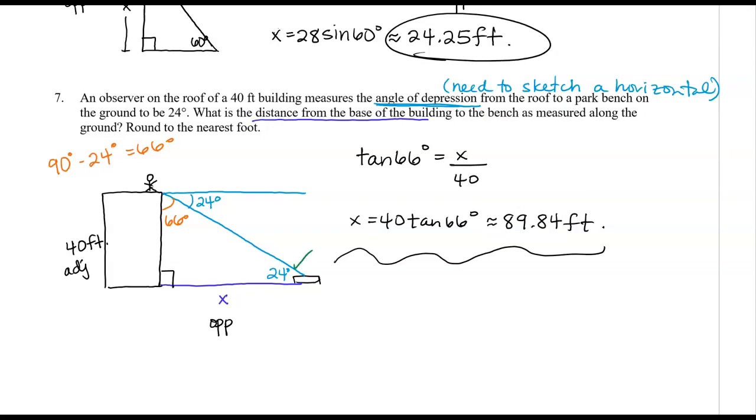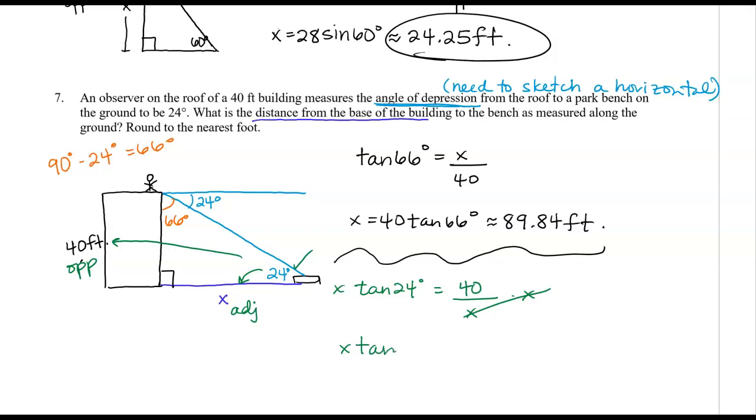I'd like to point out that even if you worked with the 24 degrees, as long as you had it placed correctly at that bottom side, then you would have been looking for the adjacent side relative to the 24 degrees, and you would have had the opposite side. So we still would have used tangent. It's just that we would have had tangent of 24 degrees equals opposite, which is 40, over adjacent, which would have been x. Now to solve this equation, I will get rid of the x in the denominator, and now I will have to divide both sides of this equation by tangent of 24 degrees in order to get x by itself. And again, I'm left with 89.84 feet.